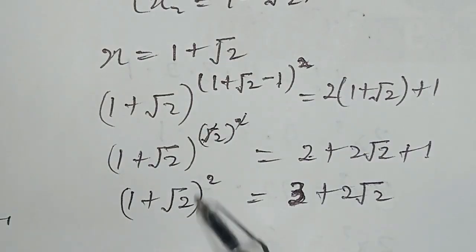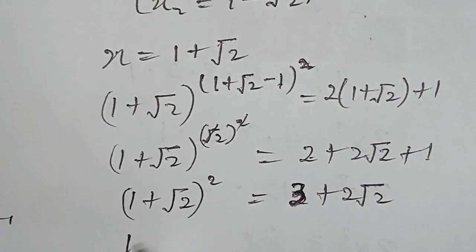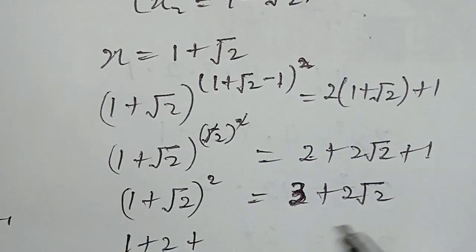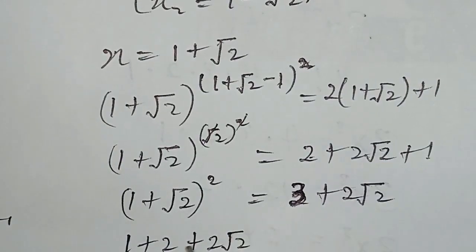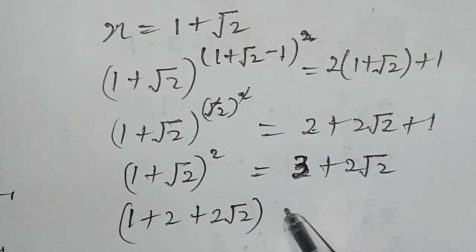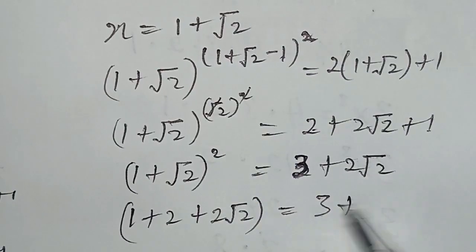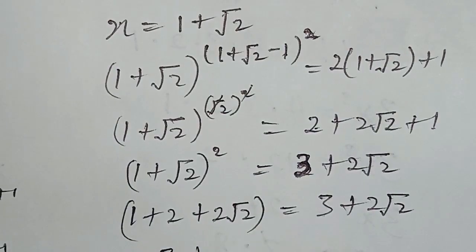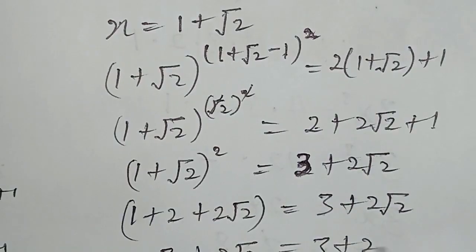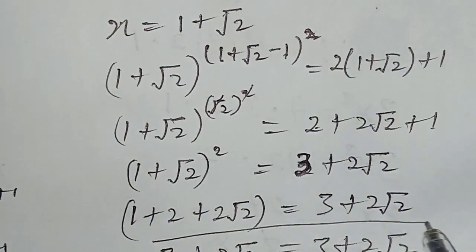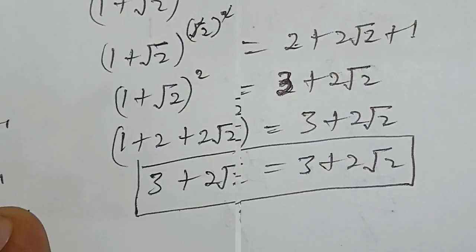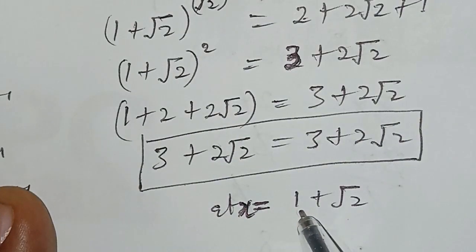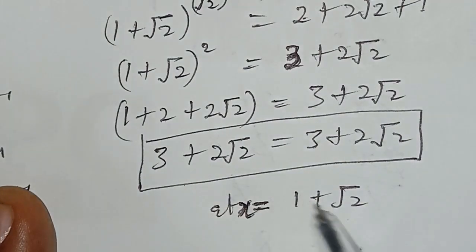So from here, if we expand this left hand side, we are going to arrive at 1 plus 2 plus 2 square root 2 into brackets equal to 3 plus 2 square root 2. So this added together, we have 3 plus 2 square root 2, which is equal to 3 plus 2 square root 2. So left hand side equal to the right hand side; at x equal to 1 plus the square root of 2 is the correct value of x.